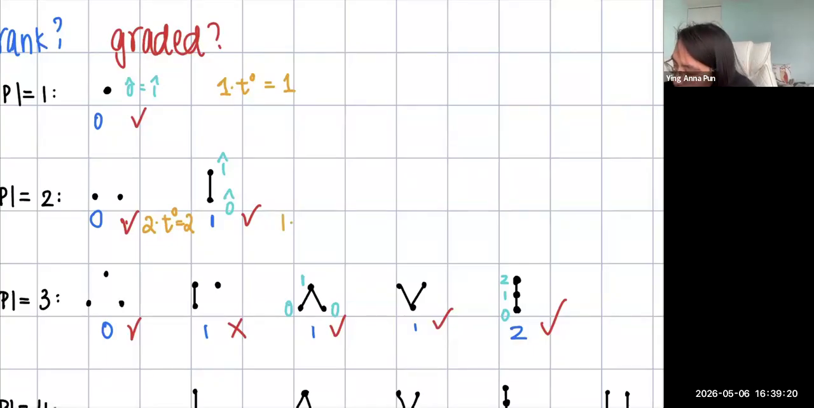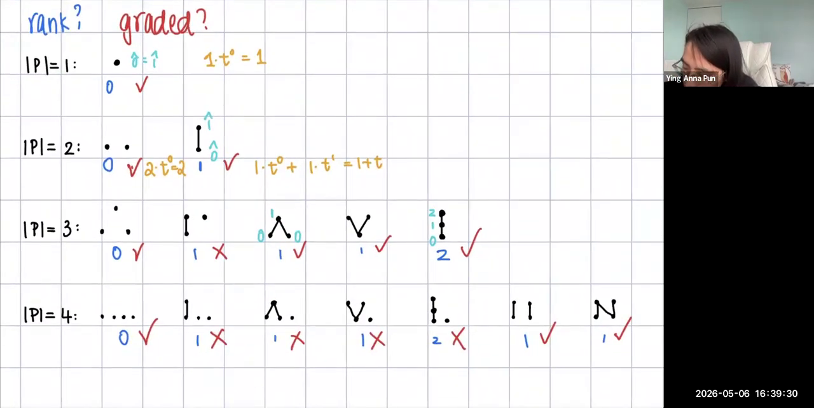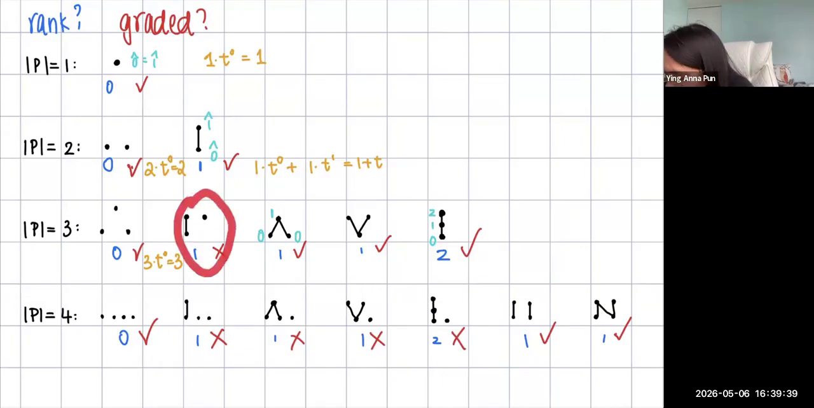Here you have 1 with rank 0, 1 with rank 1. So your rank generating function is 1 plus t. Here you have 3 things with rank 0, so 3 times t to the power 0. So the rank generating function is 3. The second one here is not graded, so I cannot even define the rank generating function. And the next one is graded, so I can define it. I have 2 things with rank 0 and 1 thing with rank 1. So that will be 2 plus t.